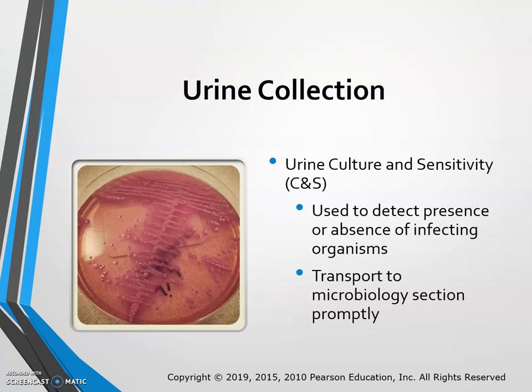Urine culture and sensitivity is used to detect presence or absence of an infecting organism and is transported to microbiology. This is a blood agar plate that shows E. coli, which would present as fluorescent pink, and this would then give the physician the bacteria, and then they could determine what antibiotic would treat it. It's really crucial for the urine culture and sensitivity that the patient adheres to the directions of the midstream clean catch. The directions for this for both female and male can be found in your laboratory book.